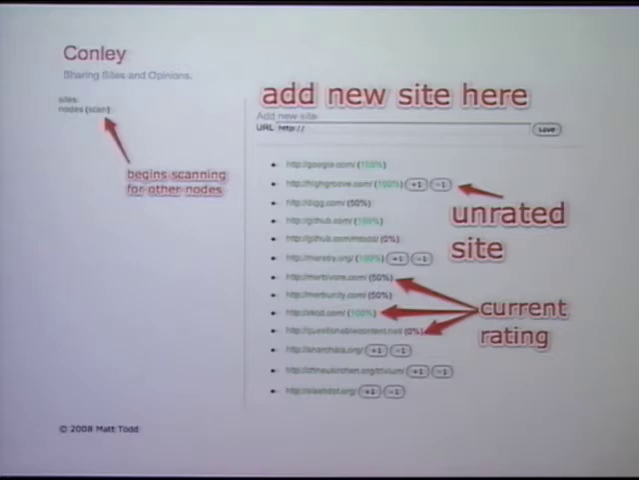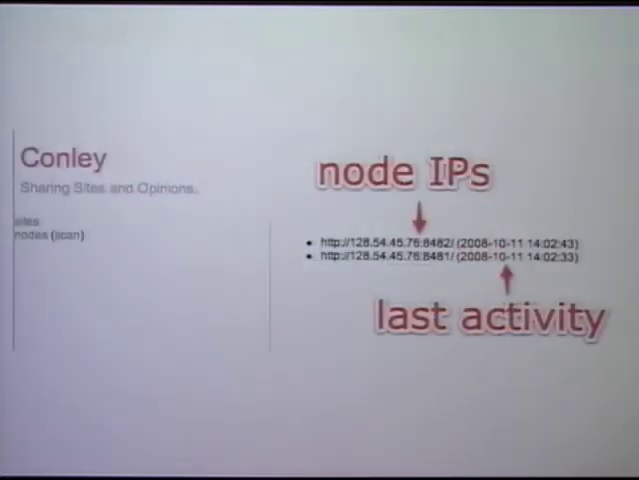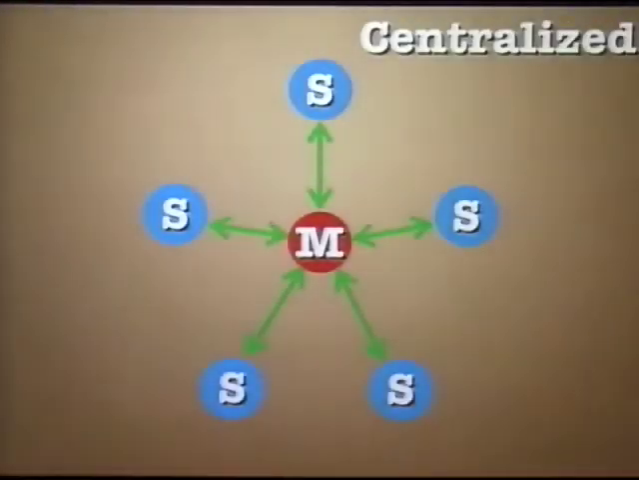You just keep that up with scan. And this is where you'd use some background processes to keep those nodes cleaned up. Here are two nodes that I had in this room right here, 8482 and 8481. Those are the two ports that I just had running on my local machine, but you could have this running on your machine right here, and I could connect to you, and we could start sharing opinions on websites. It's really interesting.